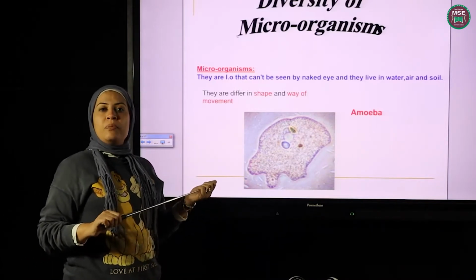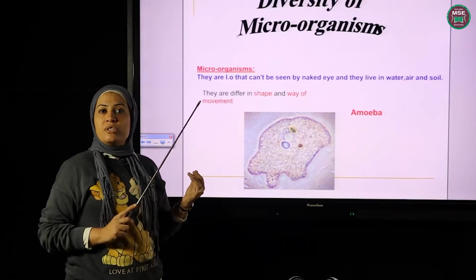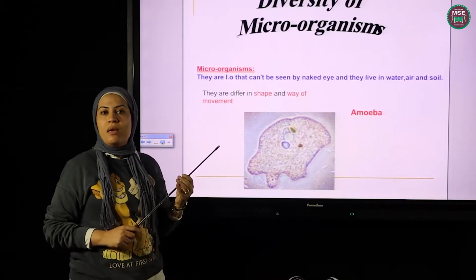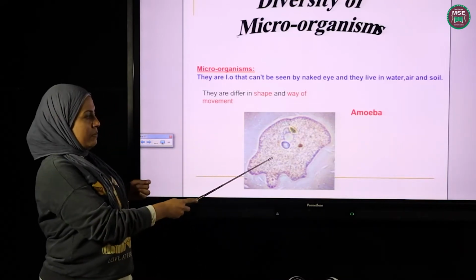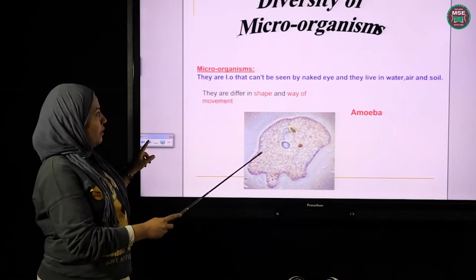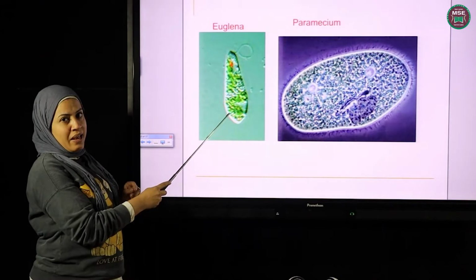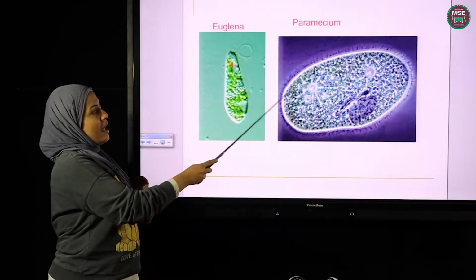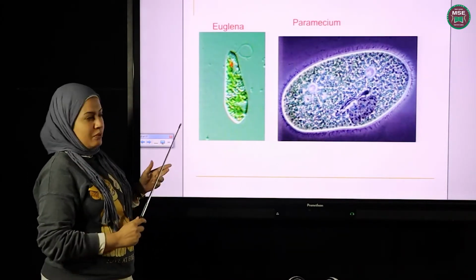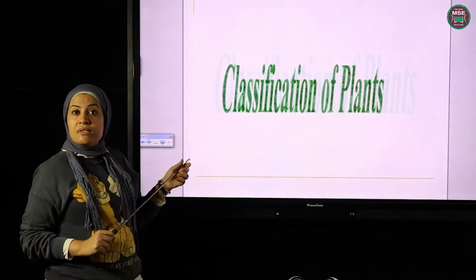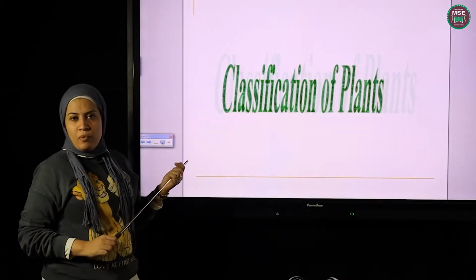They are different from each other according to their shape and according to the way of movement. This is the shape of amoeba under the microscope, and this is the shape of euglena under the microscope, because we can't see it by the naked eye, and this is the shape of paramecium, okay? And they are different in the shape and the way of movement.